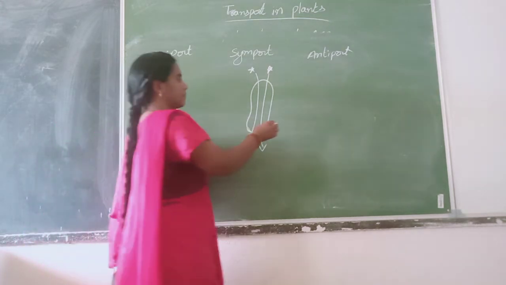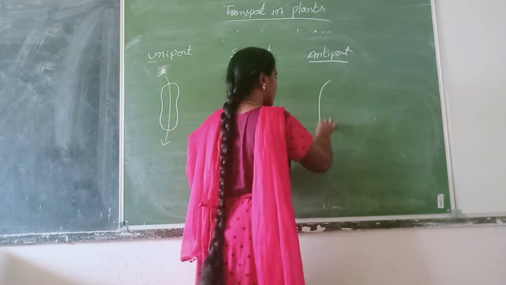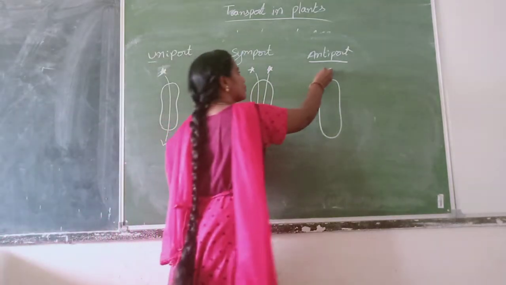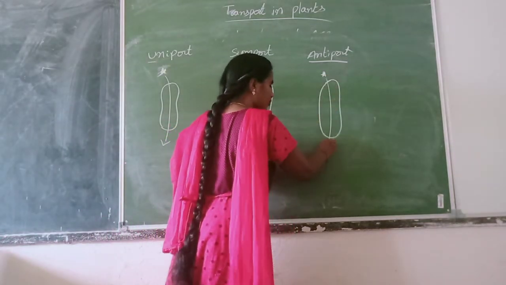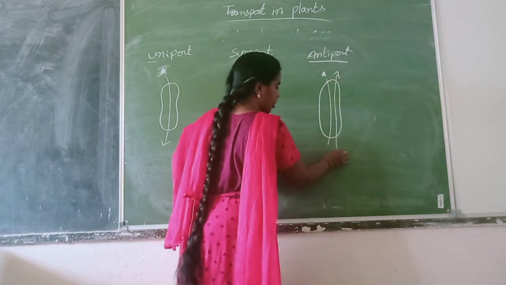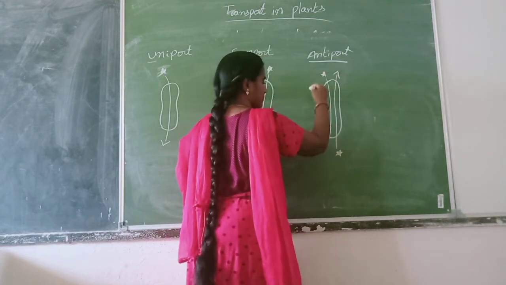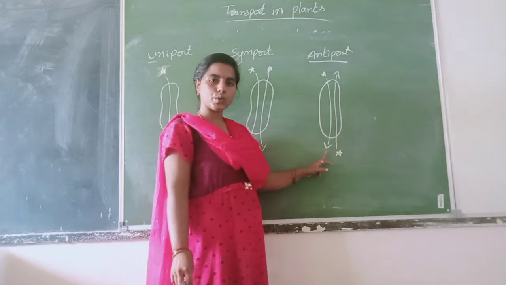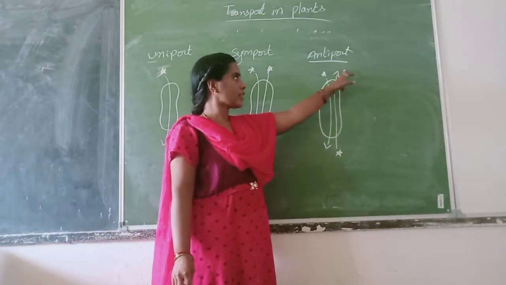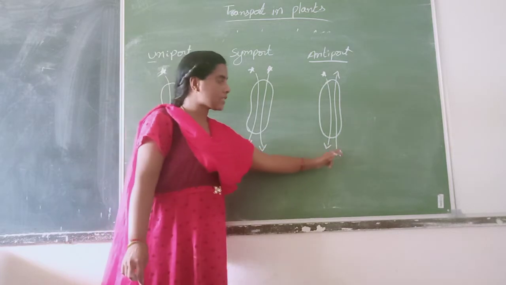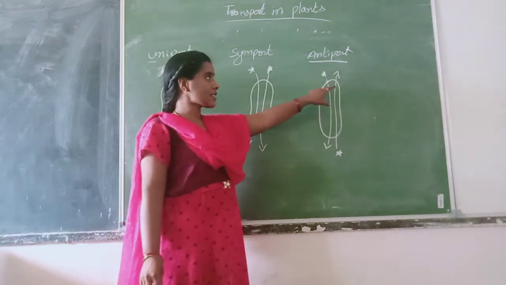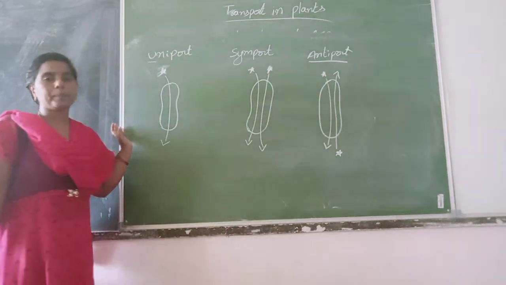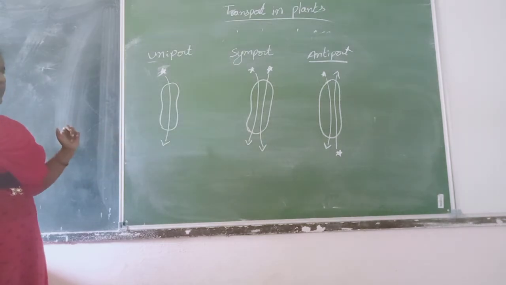Okay, and then in case of antiport, here also the carrier protein is helping, and two substances are moving in opposite directions. One substance is moving into the cell and one is moving out of the cell. It means opposite direction. So this type of facilitated diffusion we can say is antiport transport.